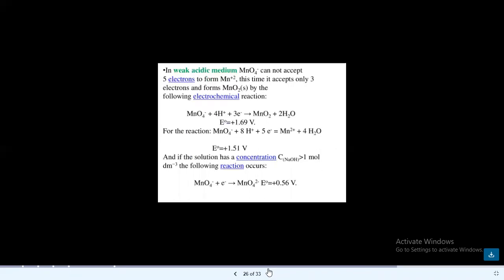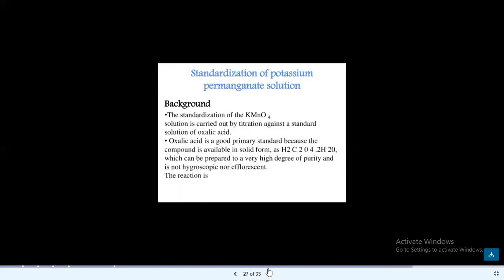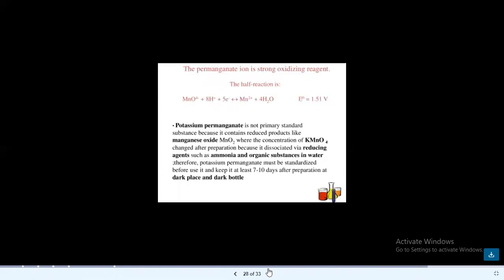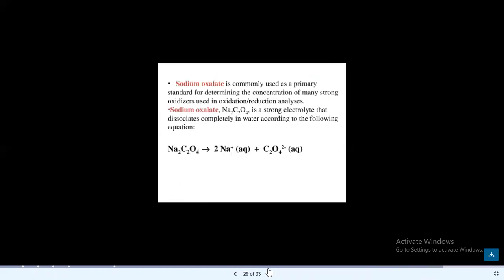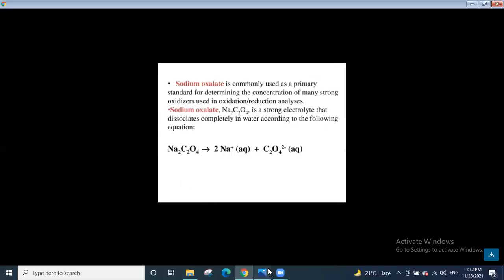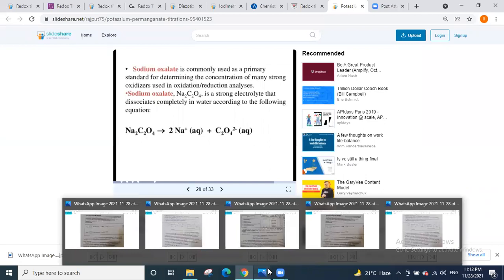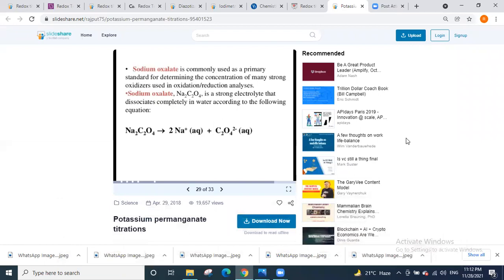And different conditions we already discussed about this potassium permanganate. Now this is all about potassium permanganate. Now the second type of titration we have is iodometry. The second type of titration is iodometry. And now, we first discuss the dichromatometry.